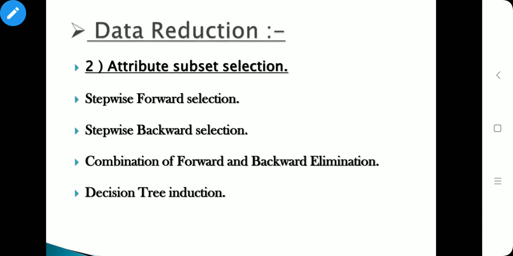Decision tree induction. As we know, decision tree induction is used for classification. It is a flowchart-like structure in which there is a root, then leaf and non-leaf nodes. So, when decision tree induction is used for attribute subset selection, a tree is constructed from the given data and all attributes that do not appear in the tree are assumed to be irrelevant, and those are removed from the attribute subset selection.